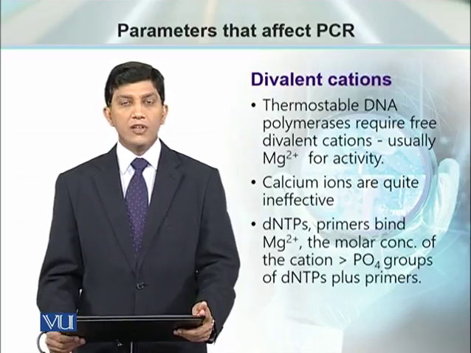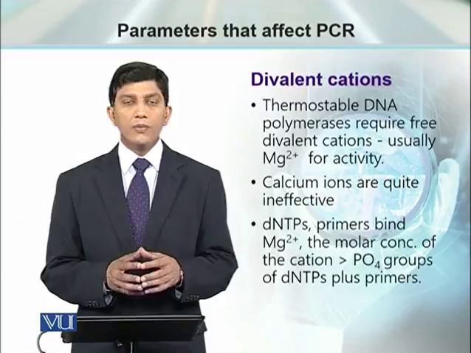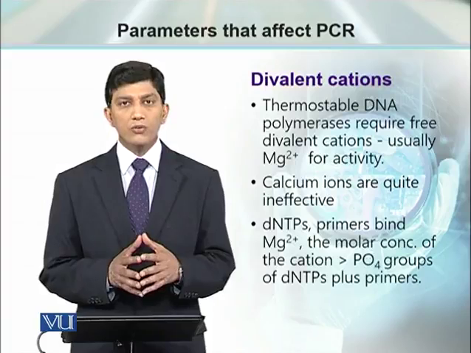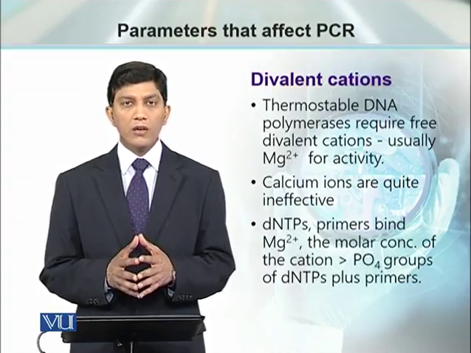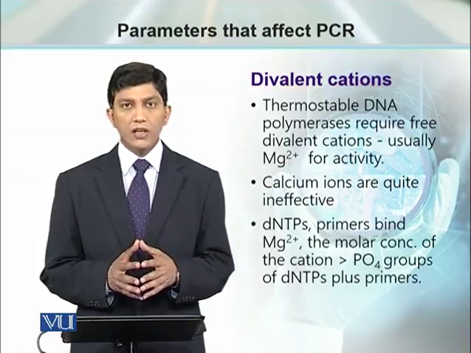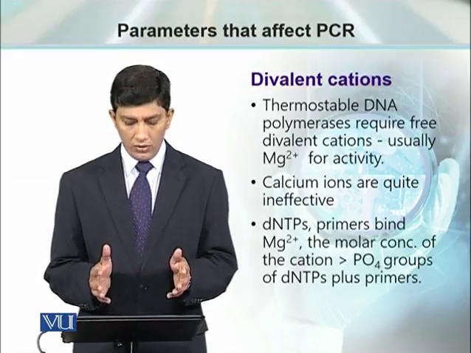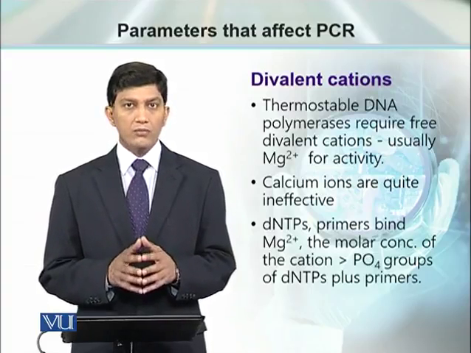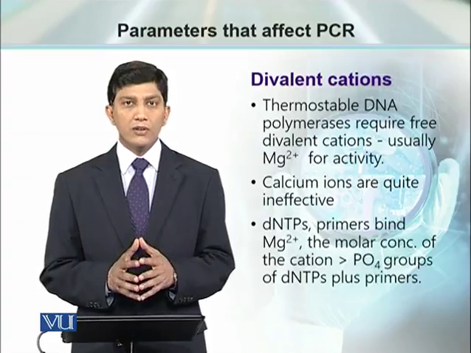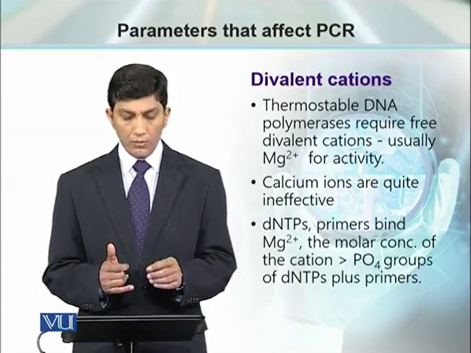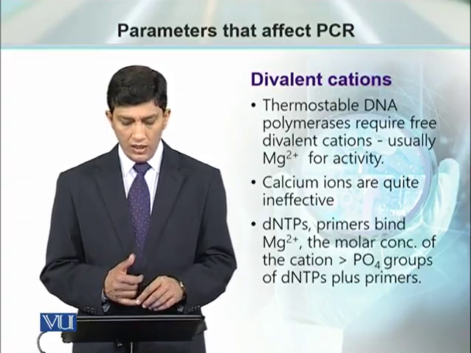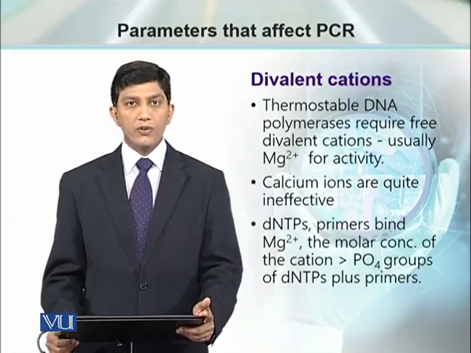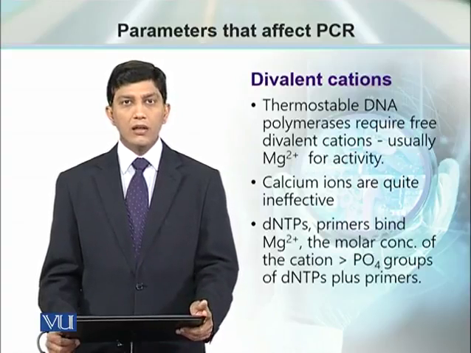Divalent cations are required for the thermostable polymerase. Magnesium is frequently used. In some cases, manganese can be used, but it does not work with most of the reactions, only some of them. Calcium is quite ineffective. Therefore, we use magnesium. The concentration has to be optimized. Magnesium binds with the primers and the dNTPs, and the concentration of magnesium should be more than the phosphates which are found on the DNA and the primer.